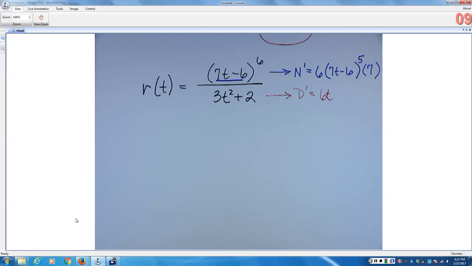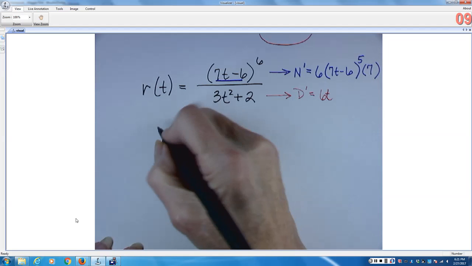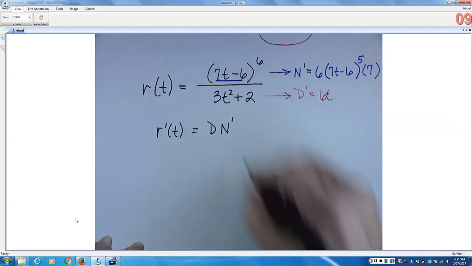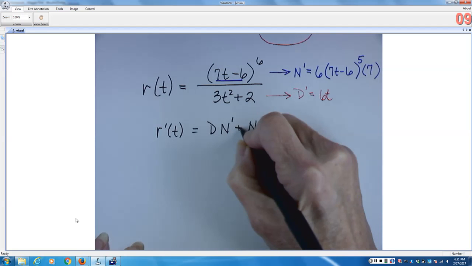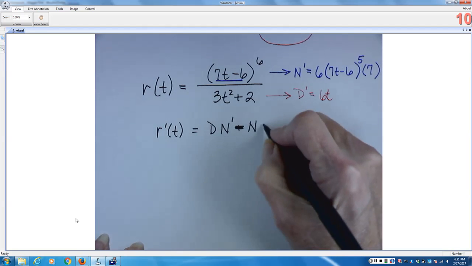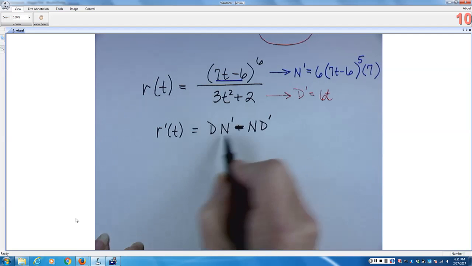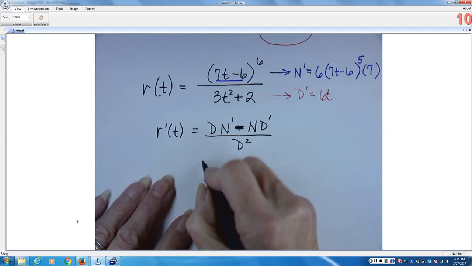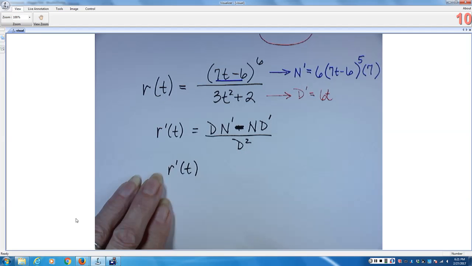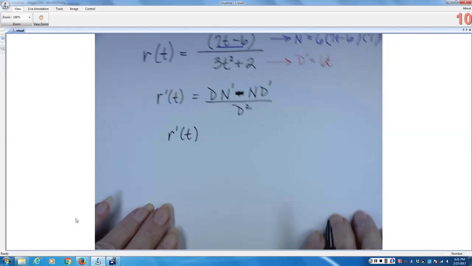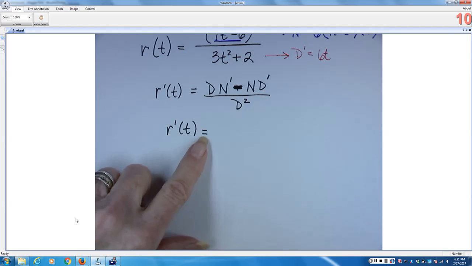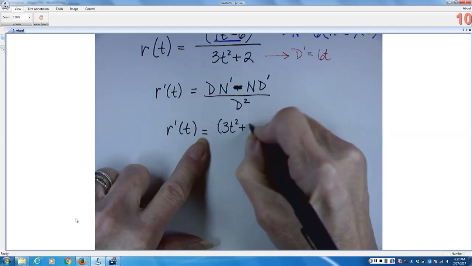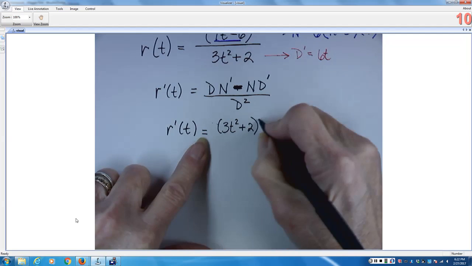And then I know that the way that I take the derivative of a quotient is going to be denominator times the numerator derivative, not plus, minus the numerator times the denominator derivative, over the denominator squared. So r prime of t is equal to the denominator, which is 3t squared plus 2, times the derivative of the numerator.